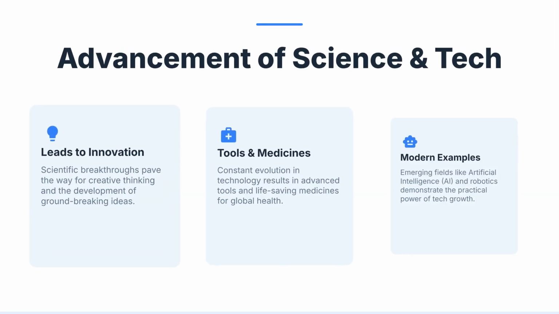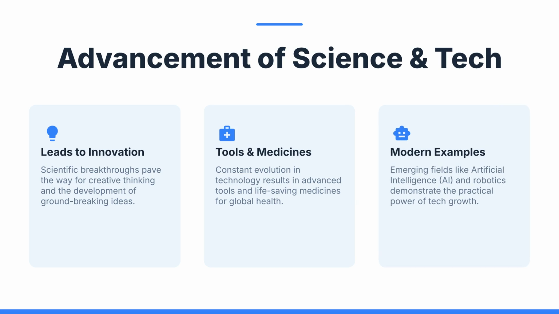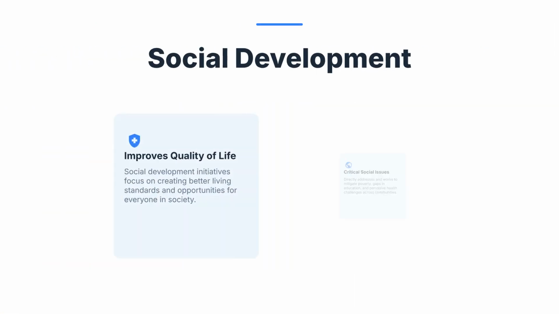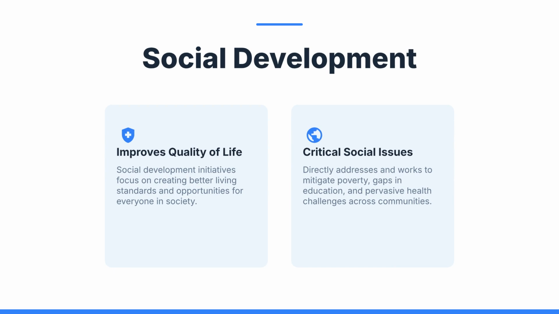Research drives the advancement of science and technology. It leads to innovation, paving the way for creative and groundbreaking ideas. It aids in developing new tools and medicines for global health. Modern examples, like AI and robotics, demonstrate its practical power. Research contributes to social development by improving the quality of life, focusing on better living standards and opportunities. It addresses critical social issues, working to mitigate poverty, education gaps, and pervasive health challenges across communities.